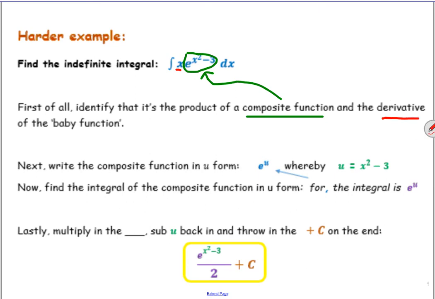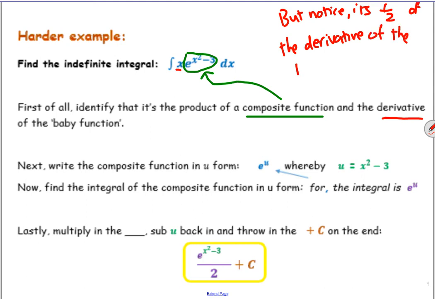But notice it's half of the derivative of the baby. We can't make it nice and straight up. So x is half of the derivative of the baby. The baby is x squared minus 3. So it's half times u dash, or half times du/dx.